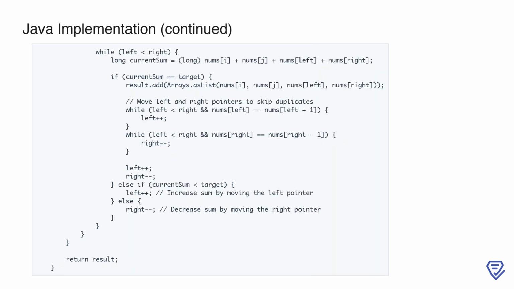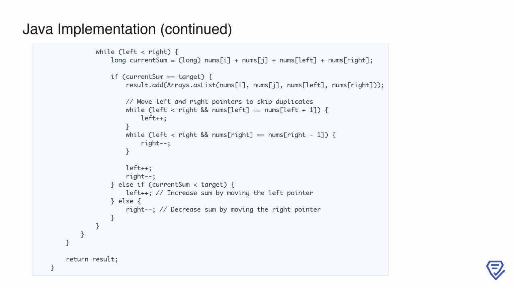Using the two-pointer approach, we calculate the current sum by adding the values at indices i, j, left, and right. To avoid integer overflow, we cast the sum to a long. If this sum matches the target, we add the quadruplet to the result list.